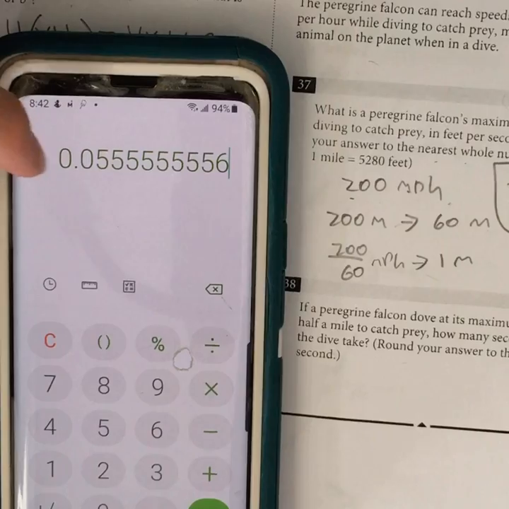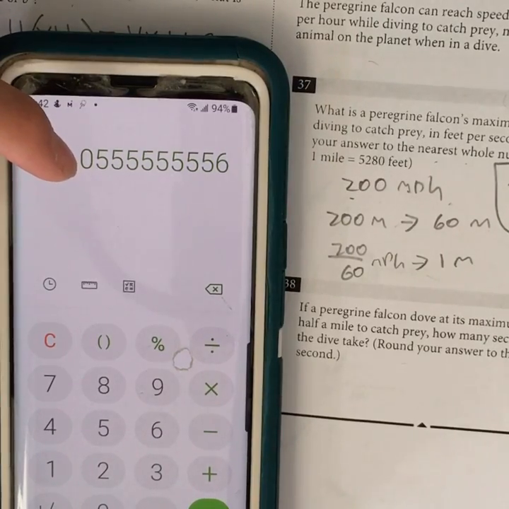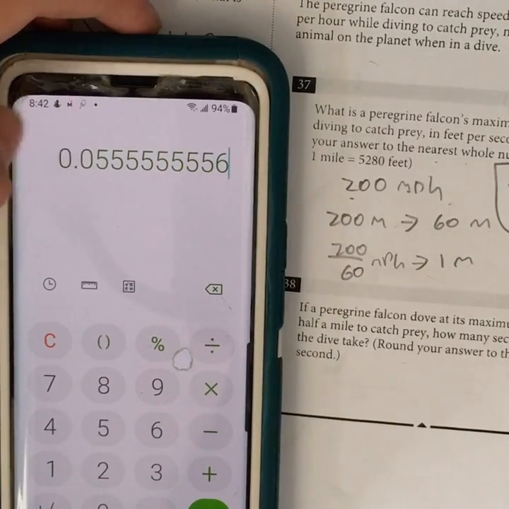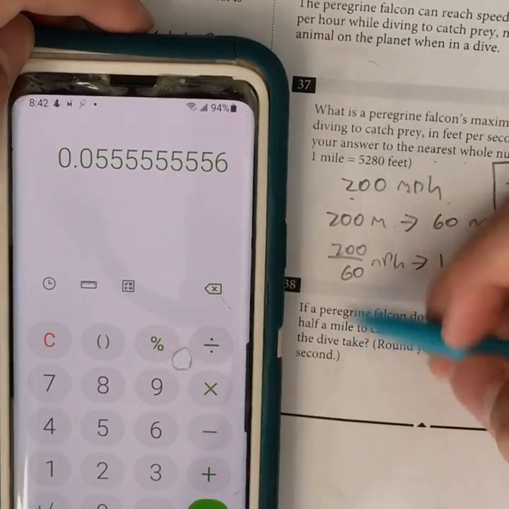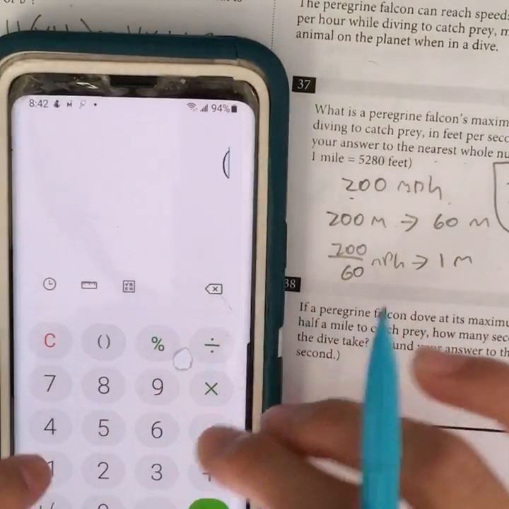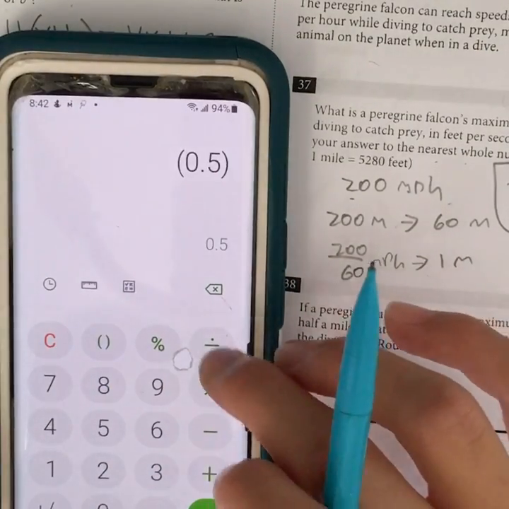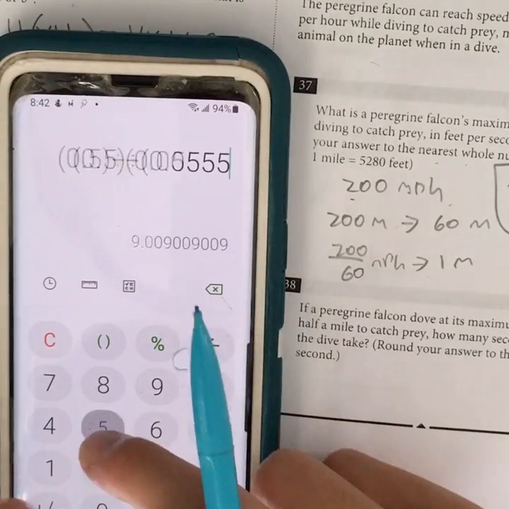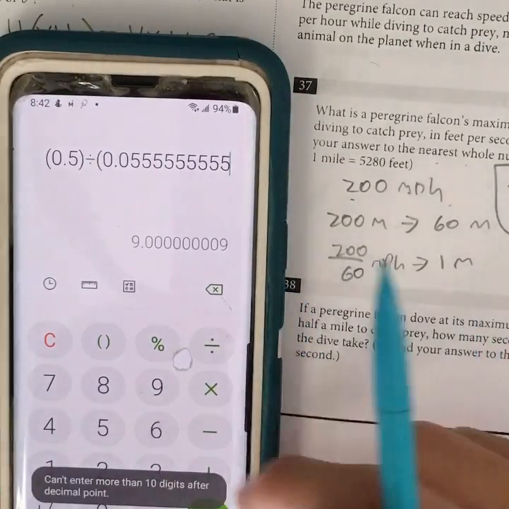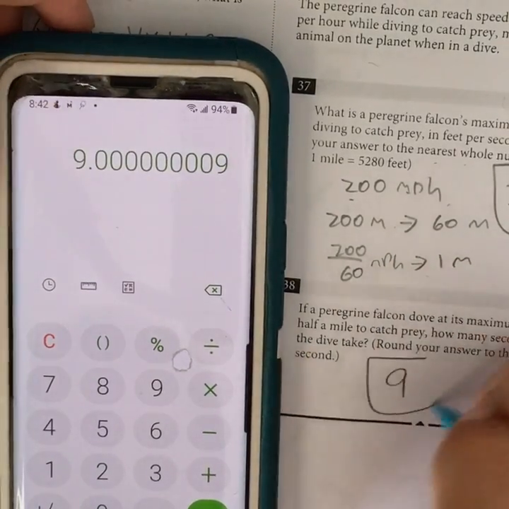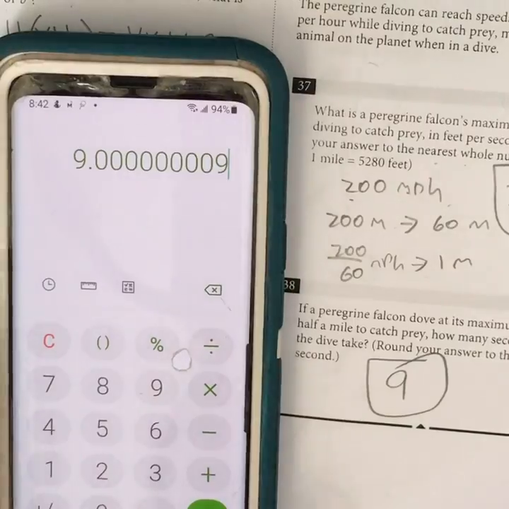So it can go this many miles in 1 second. How long would it take to cover half a mile? You divide 0.5 by the speed we just calculated, 0.0555555556, which gives you something along the lines of 9. So that's going to be 9 seconds. It's going to take the peregrine falcon 9 seconds to catch its prey.